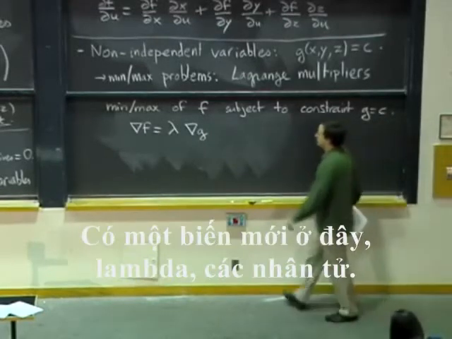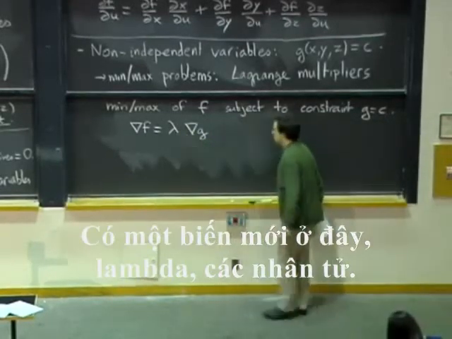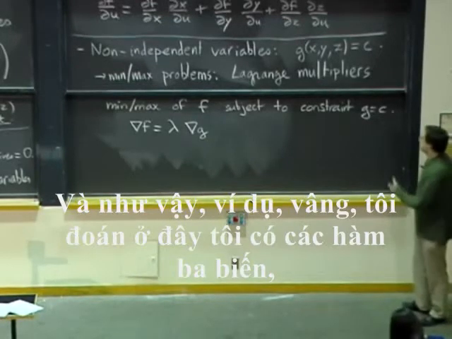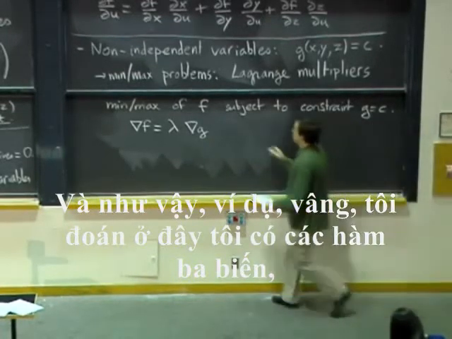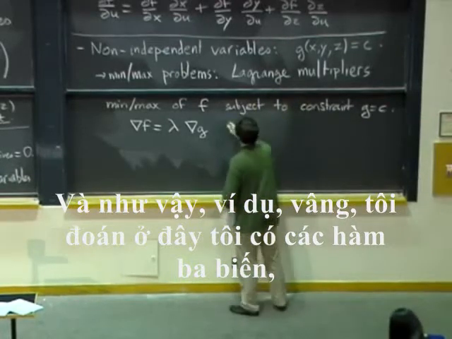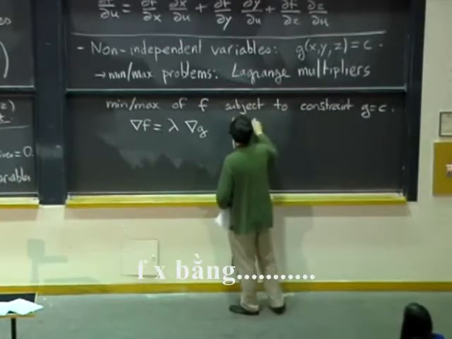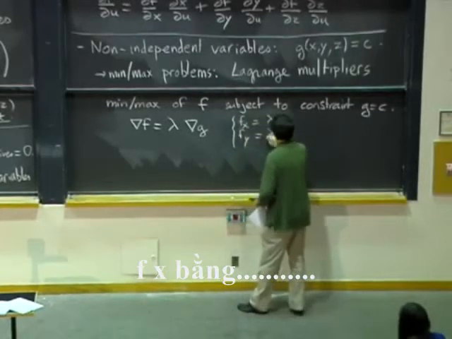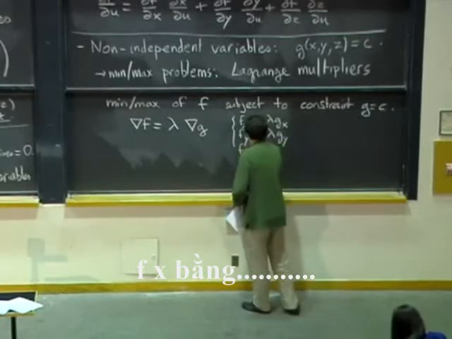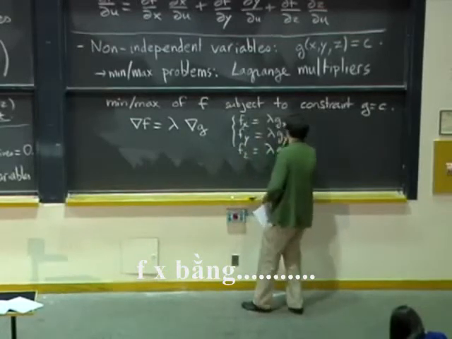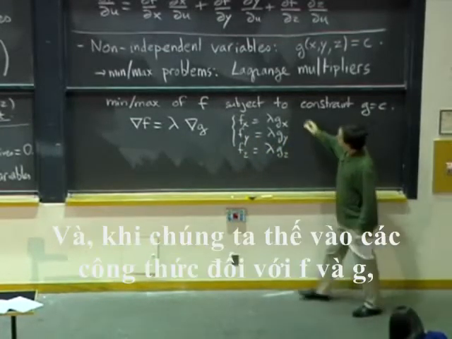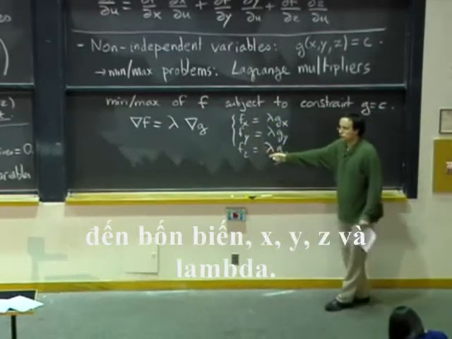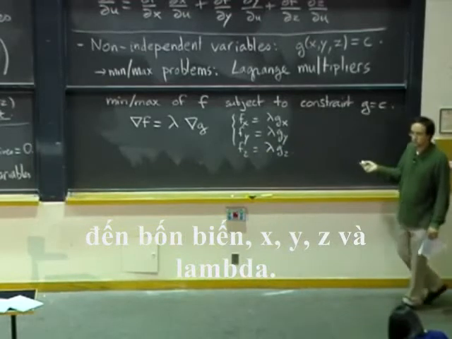So there's a new variable here, lambda, the multiplier. And so, for example, I guess here I had functions of three variables, so this becomes three equations. f sub x equals lambda g sub x, f sub y equals lambda g sub y, and f sub z equals lambda g sub z. And when we plug in the formulas for f and g, well, we're left with three equations involving the four variables x, y, z, and lambda.